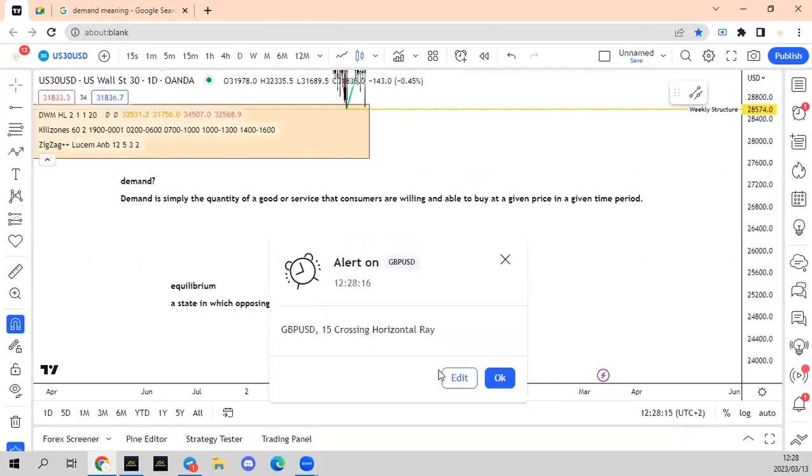Okay, I have an alert, guys. Let's just ignore it for now, but I'll make this quick because I've been waiting for this trade actually.